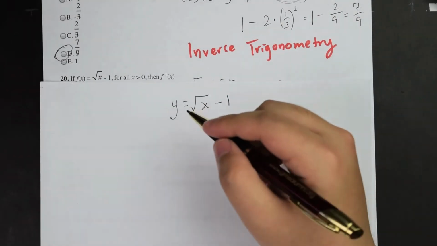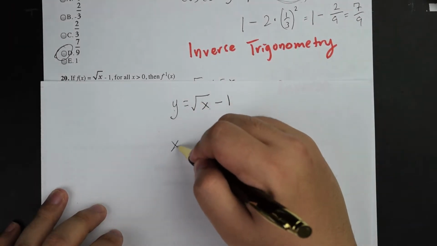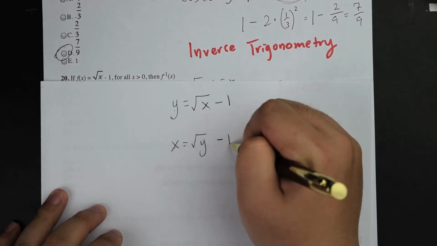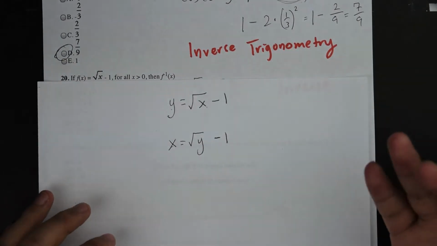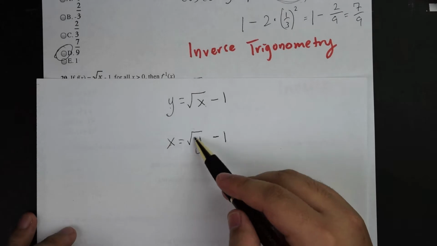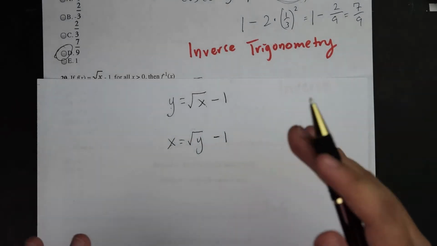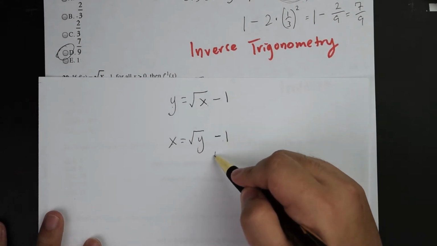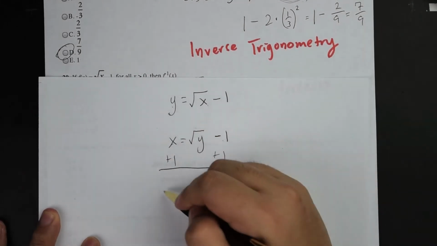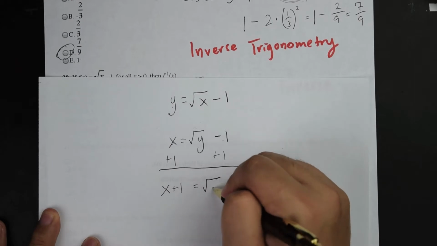Afterwards, what I did was switch y and x, so it'll be x equals the square root of y minus 1. And then afterwards, the process is that I can't take care of any of these external functions until I get rid of any extraneous or outside things that are going on. So this negative 1, I needed to move first. So I moved it, did x plus 1 equals the square root of y.